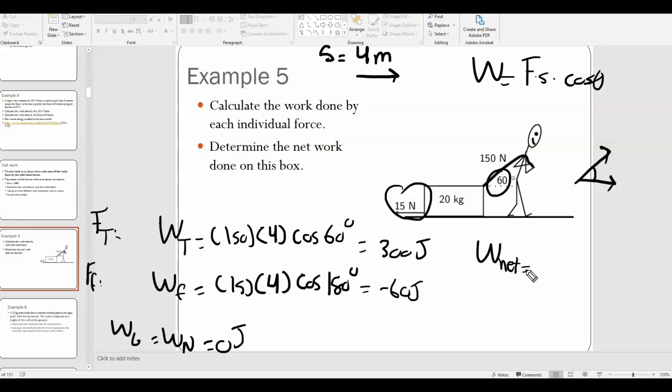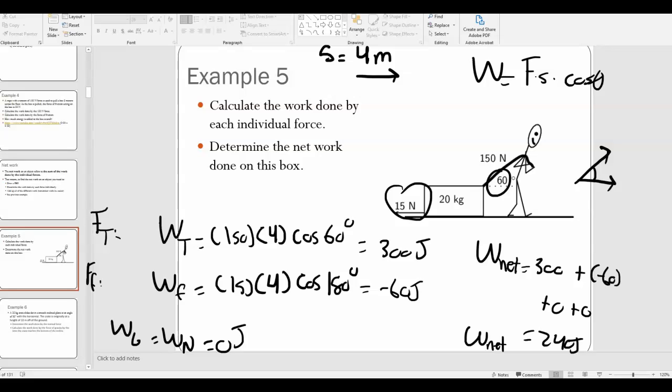So what is the overall net work done on the box? W net is equal to 300 plus -60 plus 0 plus 0, which is 240 joules. Remember, the net work done on an object you find by calculating the work done by the individual forces, and then adding up the work done by each force.